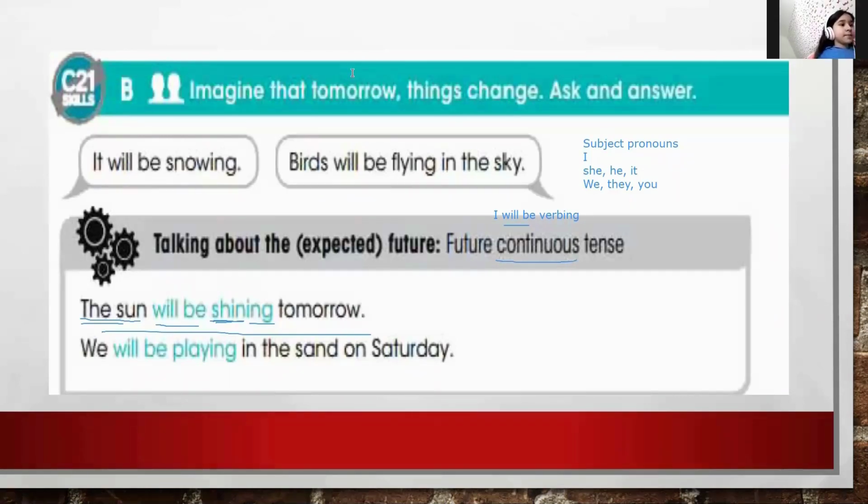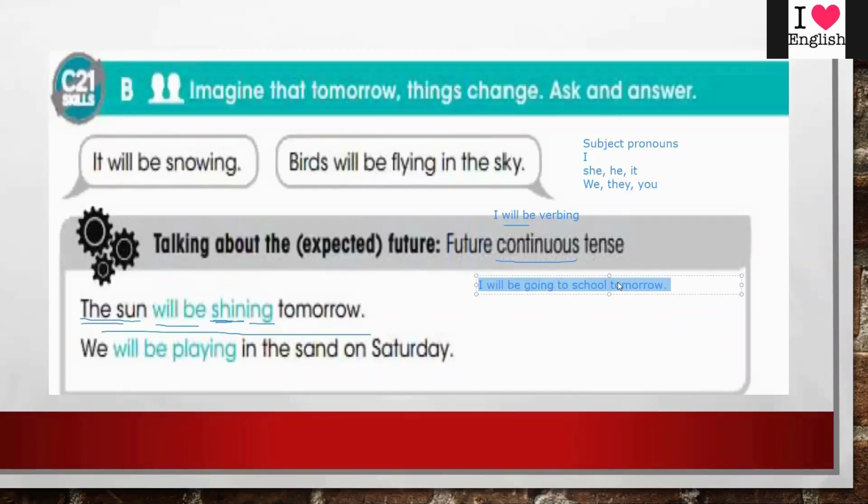For example, I will be going to school tomorrow. So this is the future continuous. Look here, I use the subject pronoun here. Then I add will be, then I add the verb go, then I add ing. Then I add the complete sentence here.